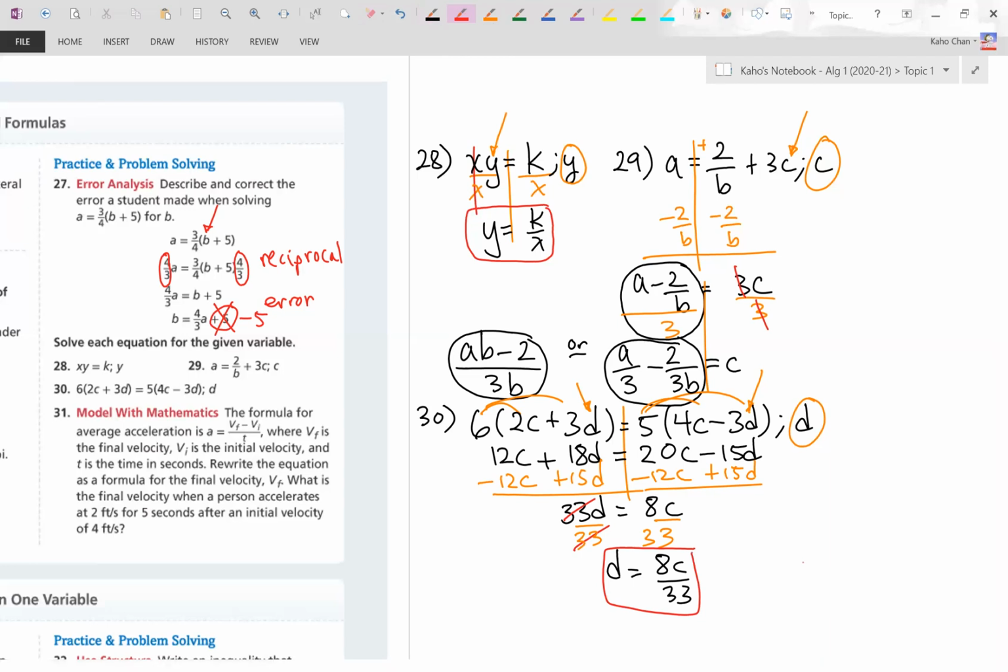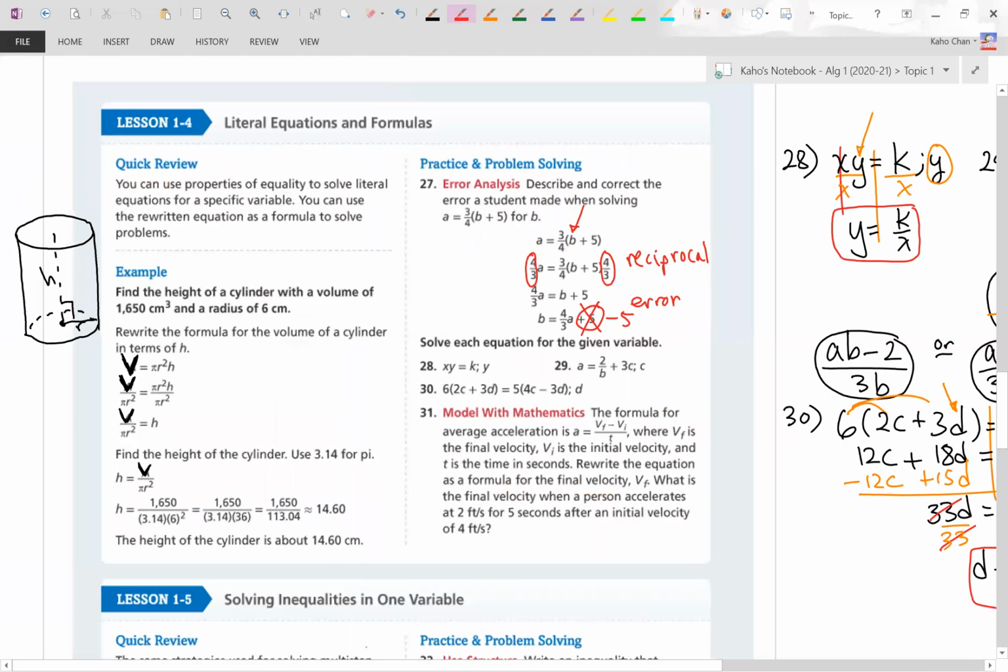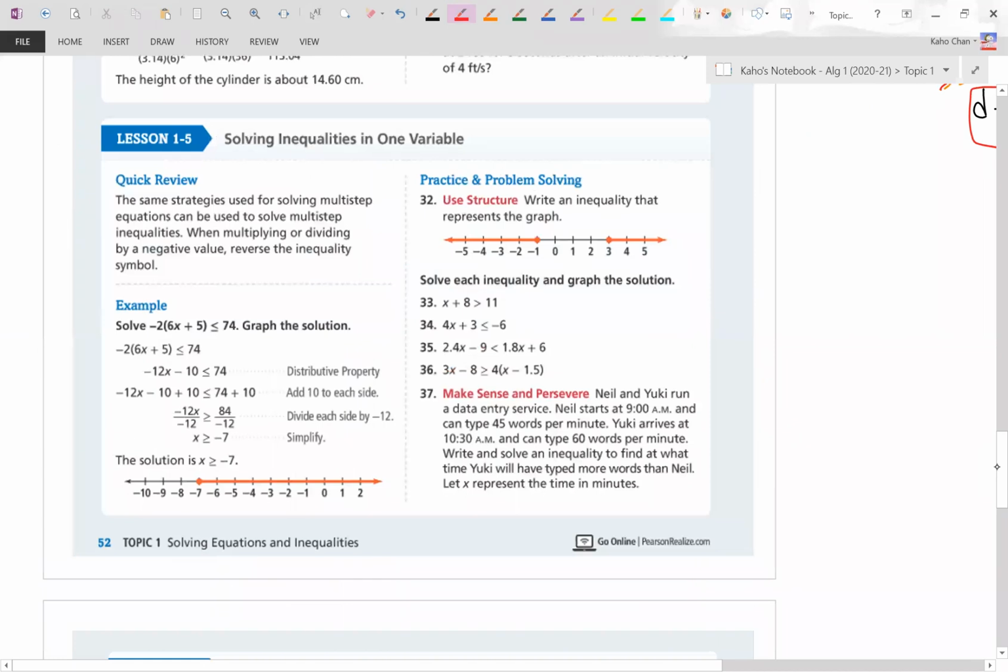Let's move on to 1-5. I'm glad I caught that mistake. That was pretty crazy. Here we go. We're now moving on to inequalities. You know what those look like. Let's write them down. All right, those are less than or equal to, greater than or equal to.